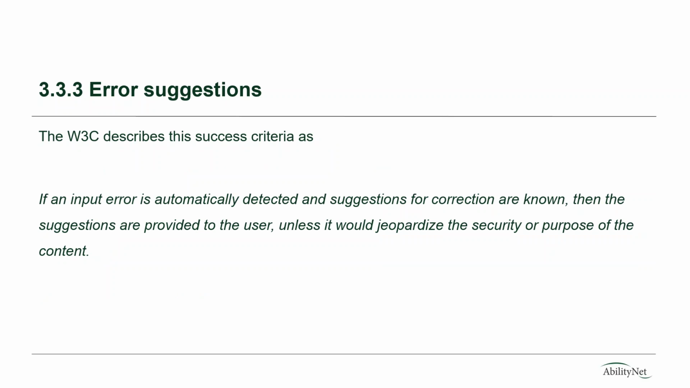Related to identifying errors is the following success criterion, 3.3.3, Error Suggestion. So the W3C describes this as: if an input error is automatically detected and suggestions for correction are known, then these suggestions are provided to the user unless it would jeopardize the security or purpose of the content. So if you have detected an error, it's good practice to tell the user how to fix it, and if you've managed to analyze the data they submit, you may be able to give more specific instructions on how to fix the error in their case.